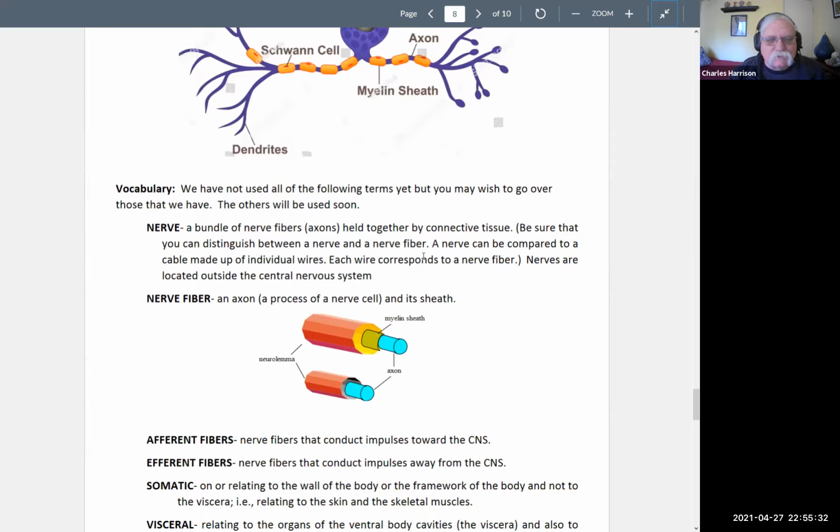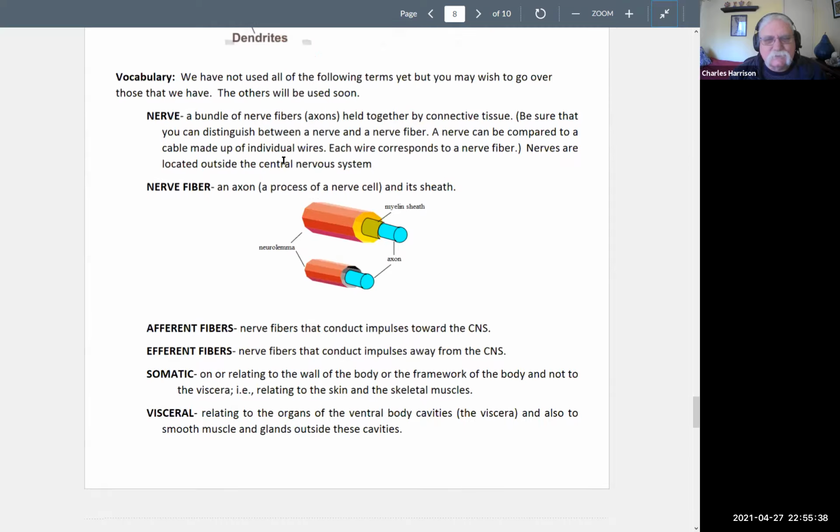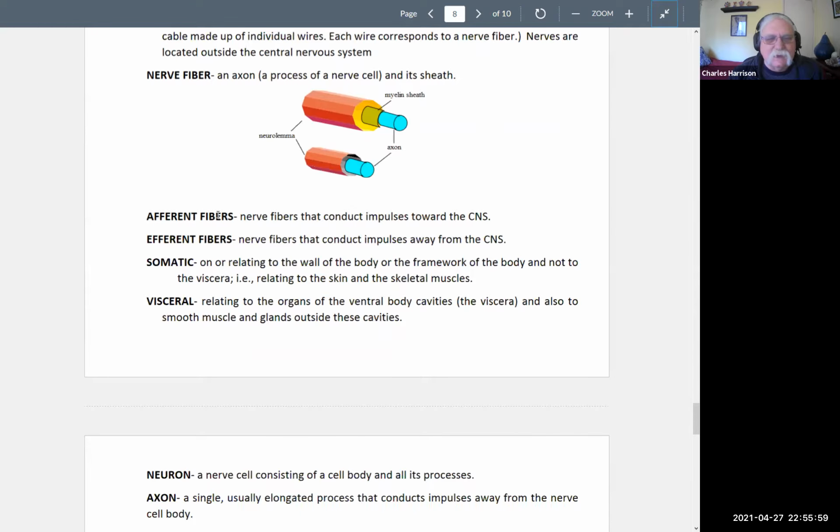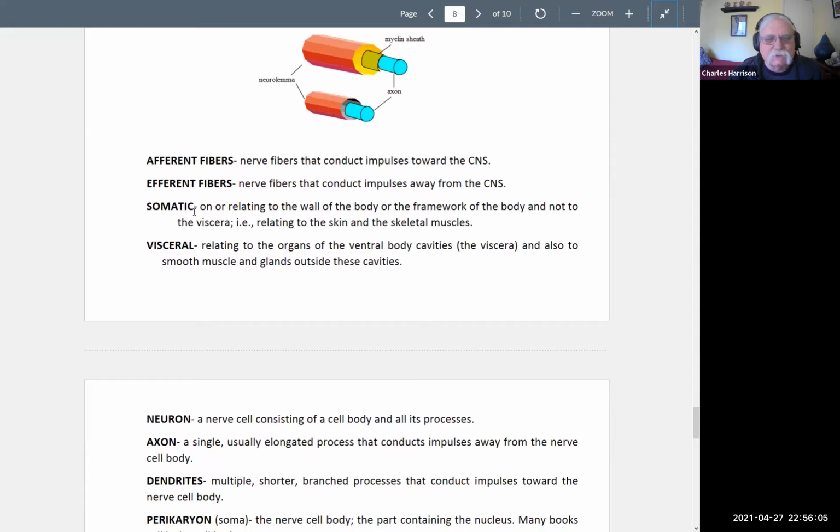Be sure you know what a nerve is. Bundle of axon fibers. Bunch of neurons running in the same direction or in a mixed direction. Nerve fiber, only a slightly different, doesn't have the connective tissue around it. Afferent fibers run towards the CNS, efferent away from the CNS. Somatic means of the body, whereas visceral means of the organs.